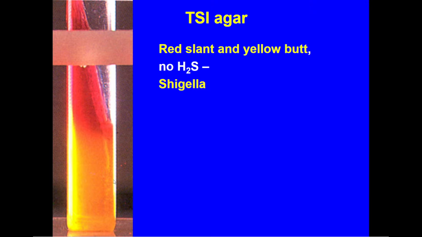Here you can see the butt is yellow. Glucose is fermented without gas bubbles. It means acid, but no gas is produced.